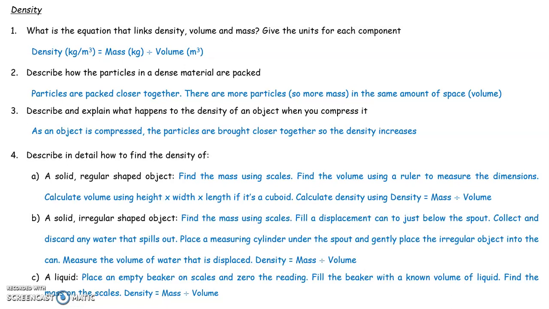For a liquid, it's both easy and a bit weird at the same time. You start with an empty beaker or measuring cylinder and put it on a set of scales. You don't record that mass, you just press 0 or tare. What that does is reset the scales and ignore the mass of the beaker or measuring cylinder, so the scales now read 0. You then fill that beaker or measuring cylinder with a known volume of liquid. That's your volume. And as you fill it up, the mass of the liquid is shown on the scales. So you now have the mass of the liquid and the volume of the liquid: density equals mass divided by volume.